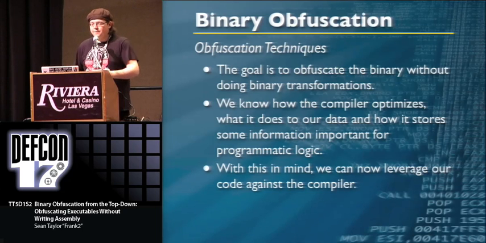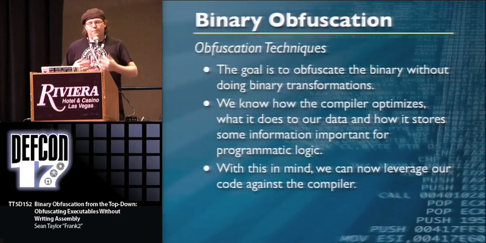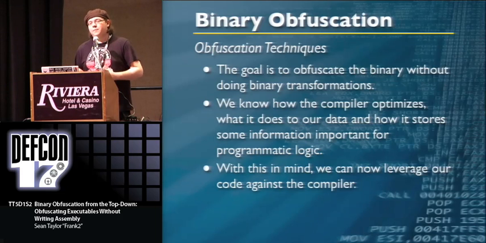So now we know how the compiler optimizes our code, what it does to our data, and how it stores some of that information important for programmatic logic in order to figure out what the program is supposed to do, and where the program is supposed to go. Now, with all this in mind, now that we know about file formats and function pointers and things like that, we can actually leverage our code against the compiler.